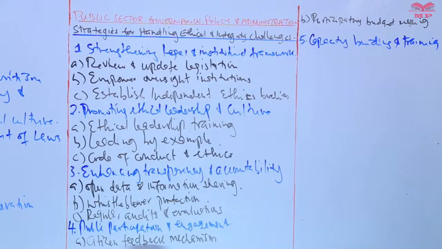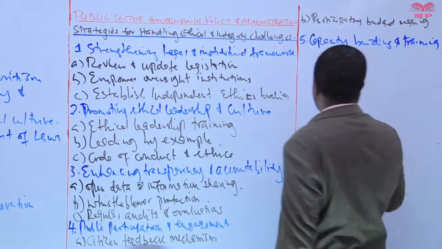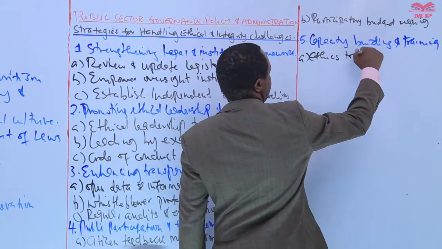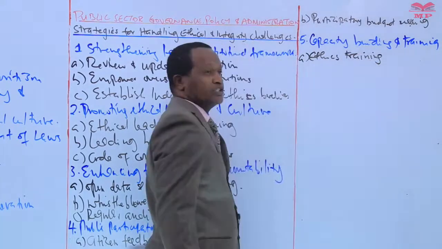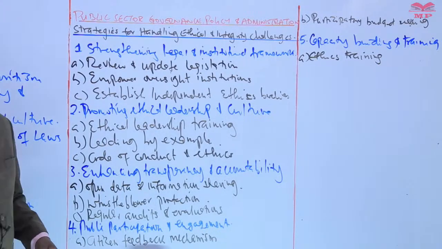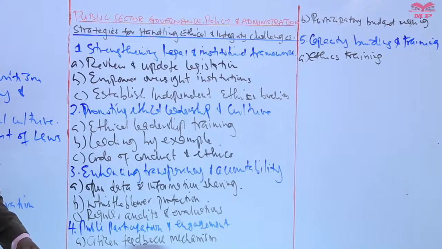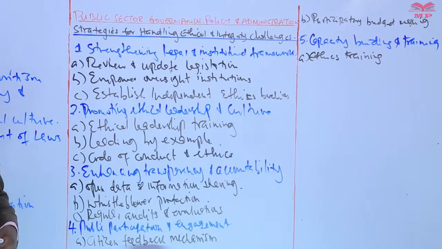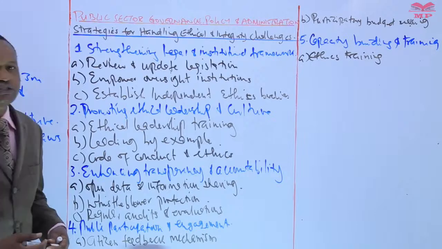And how is that possible? One is through ethics training. Ethics training is one way to build the capacity and reduce misconduct: regular ethics training for public servants, which will then help to raise awareness of ethical issues and provide them with the tools to make ethical decisions.